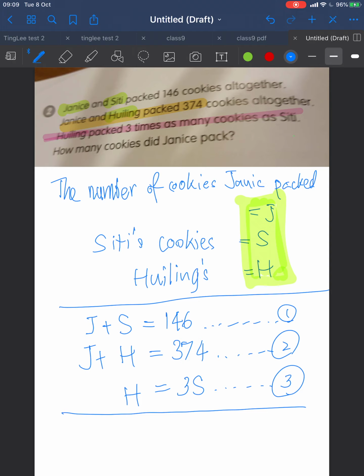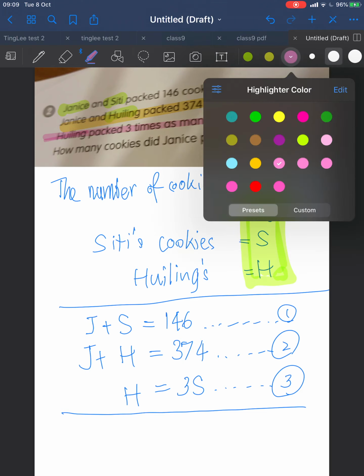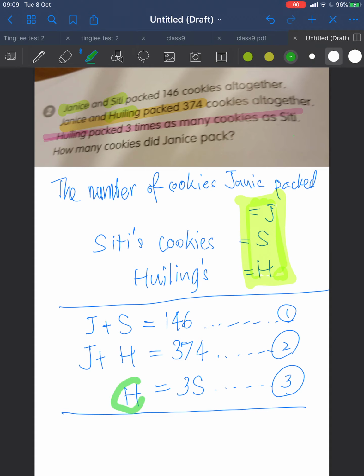How do we do it? There's no specific rule or steps to follow. It's kind of common sense. We call it the inspection technique. You have to look at how we can eliminate one variable at a time. We can see that each equation has 2 variables: J and S, J and H, and H and S. So how can we eliminate a variable in the equation? We'll start with this H.